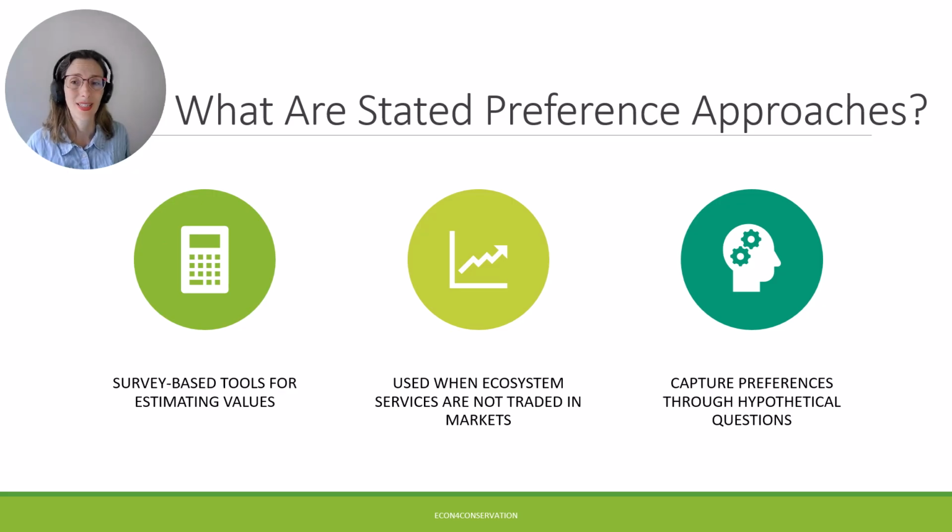So what are stated preference approaches? They are survey-based tools designed to measure how people value ecosystem services that aren't bought or sold in markets. Things like scenic landscapes, the existence of rare species, or the bequest value of passing nature on to future generations.